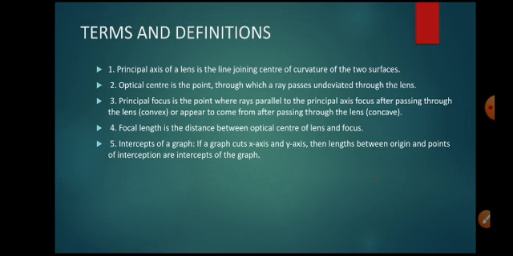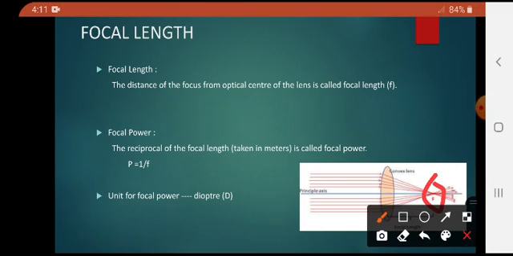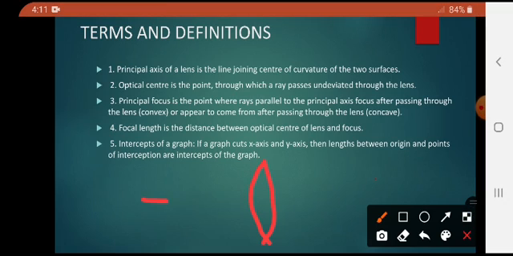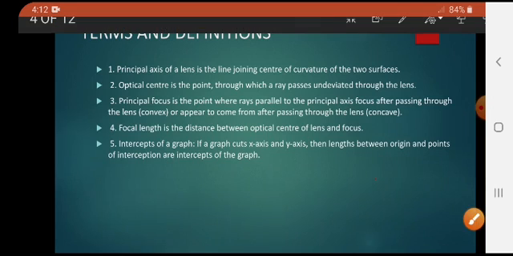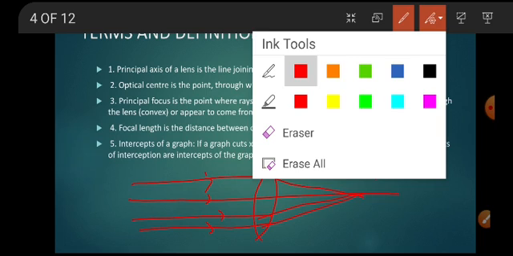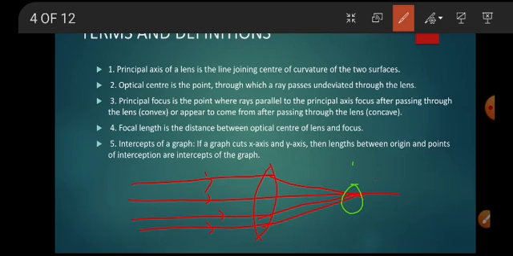So the principal focus is the point where all the rays parallel to the principal axis focus after passing through the lens. This point is the principal focus. The focal length is the distance between the center of the lens and the focus. Here the rays are focusing at this particular point. So this point is called the focus. The distance between the lens and the focus is called the focal length, f. This is the focal length.